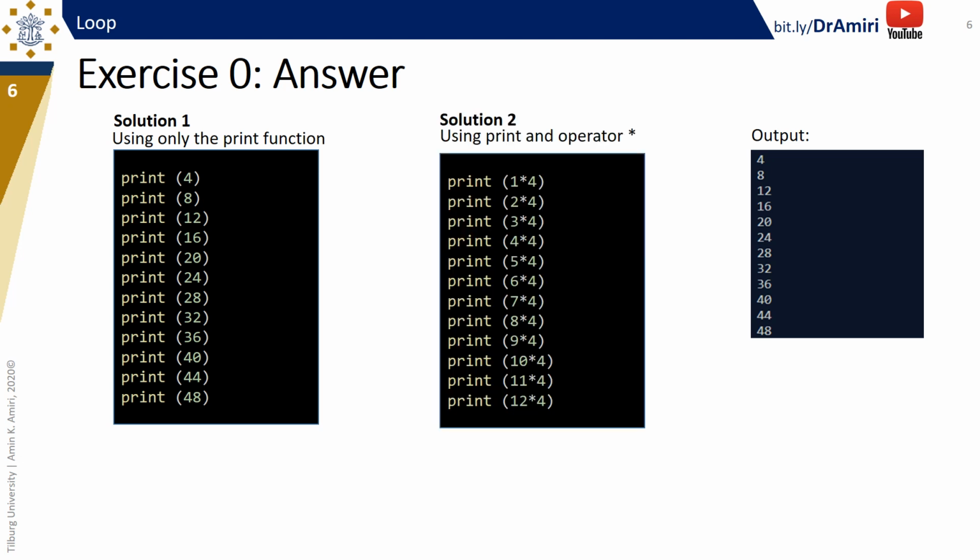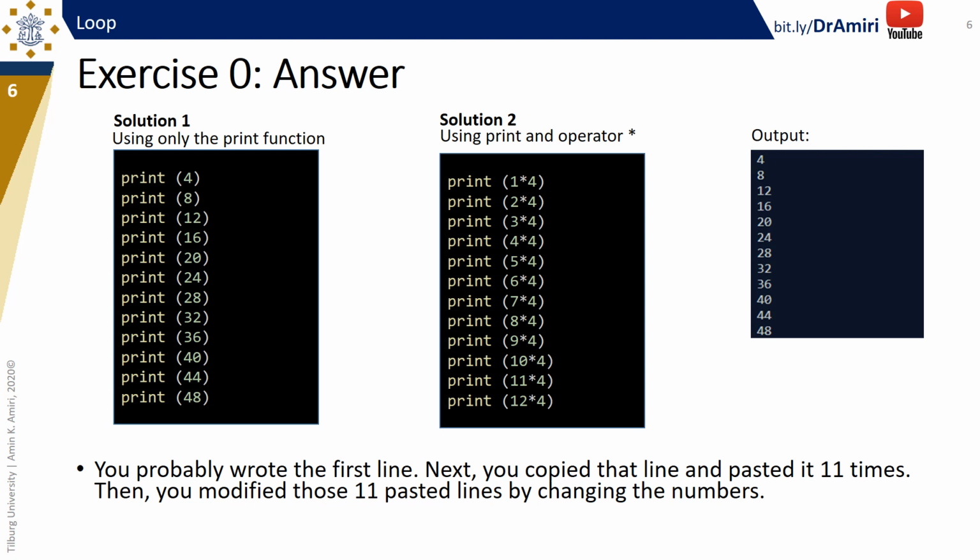A second solution would be using operators as well. I used the multiplication operator to calculate 1 times 4 all the way to 12 times 4. Probably you wrote the first line as the answer in your development environments. Then you copied that line and pasted it 11 times. After that, you modified those 11 pasted lines by changing the numbers.